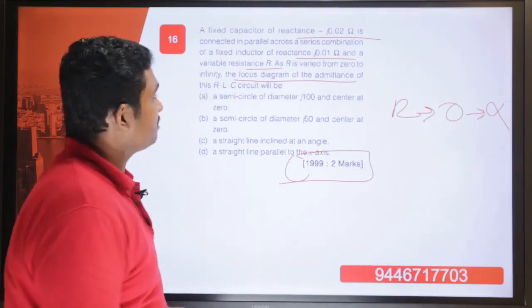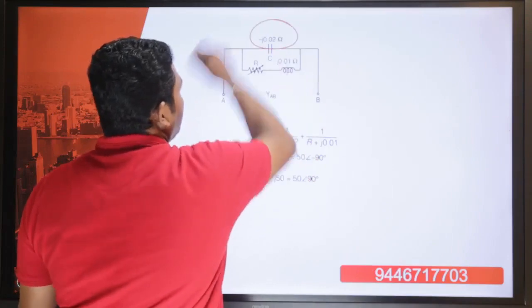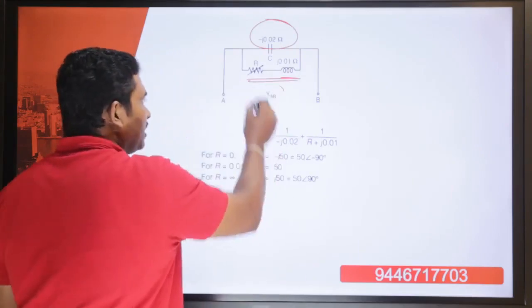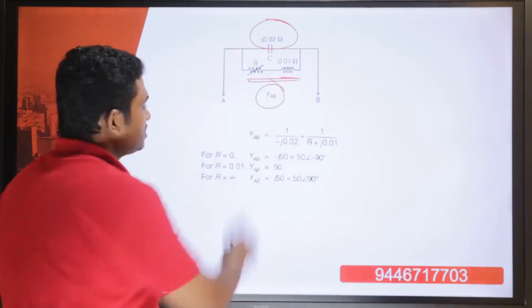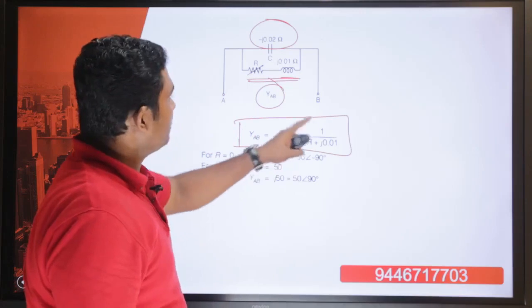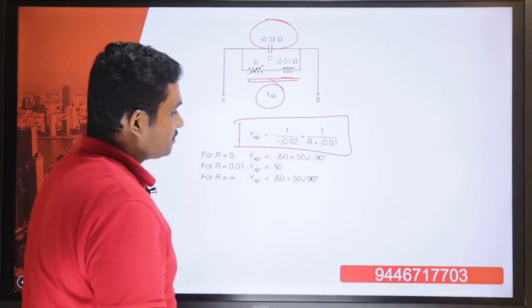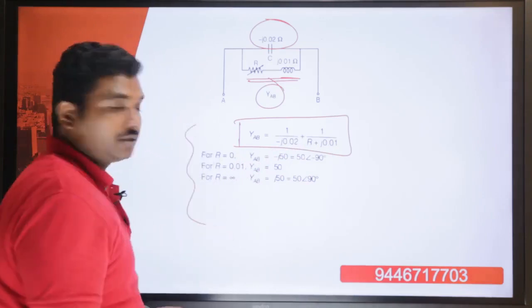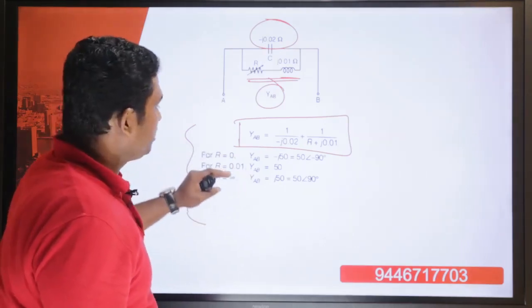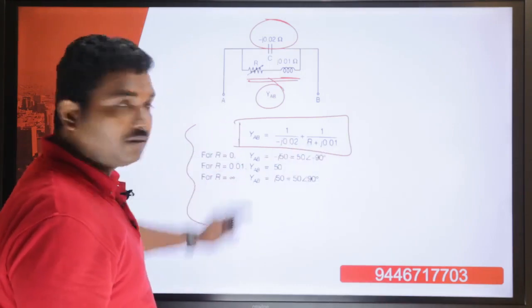So we will have to make the equation for admittance. This is the given figure, with minus j0.02 and R plus j0.01 ohm. Here we make the equation for admittance YAB. YAB is equal to 1 divided by minus j0.02 plus 1 divided by R plus j0.01. In this we substitute values from R equal to 0 to R equal to infinity. We start from R equal to 0 and finally go to R equal to infinity, and in between we substitute R equal to 0.01 ohm. From this we will obtain 3 values of YAB.